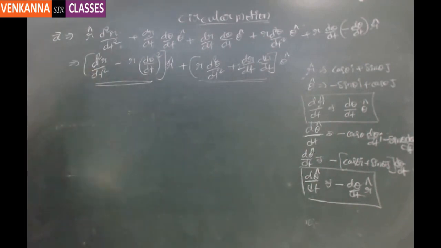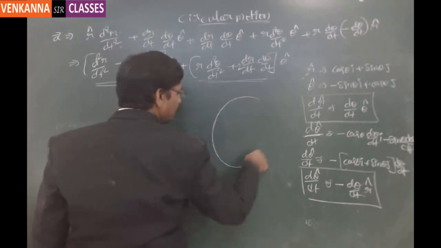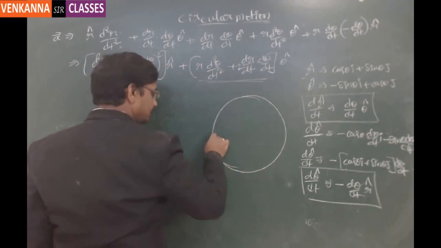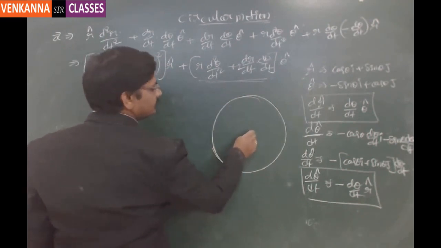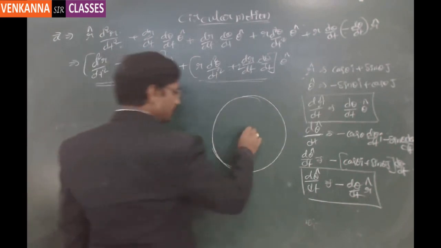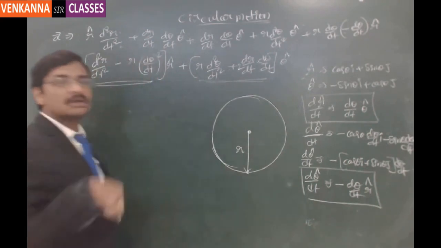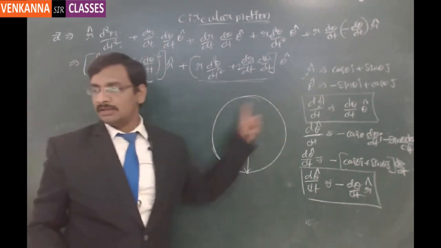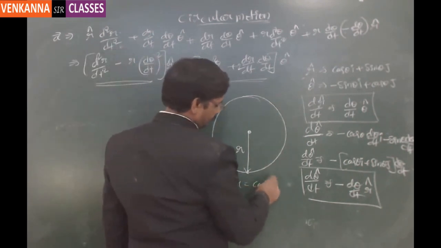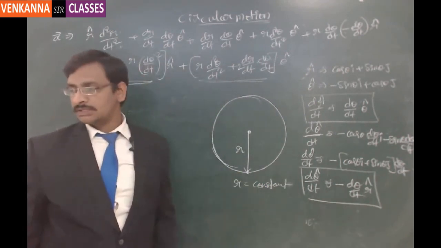Let us consider one particular case where this is a randomly moving particle. Suppose the particle moves in a fixed circular fashion. This is how the particle is trying to move. This is the center of the circle, and this is the radius, r. So in a circular motion, if it is moving in a plane in a circular fashion, then r is going to be constant, and this value is constant.